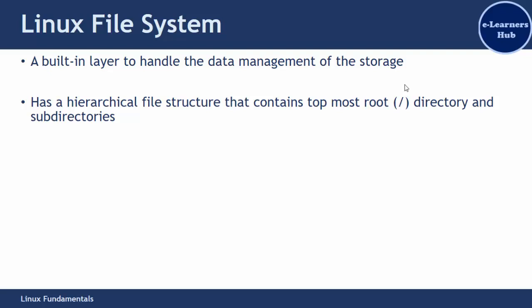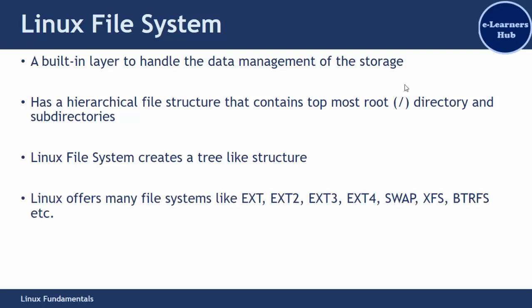Just like in Windows we have the C drive that holds the operating system files as the root drive, similarly here in Linux, the root drive is called root and is also represented as a slash. So the Linux file system creates a tree-like structure, and all the files and directories come under the root directory, that is the main directory of the Linux operating system.